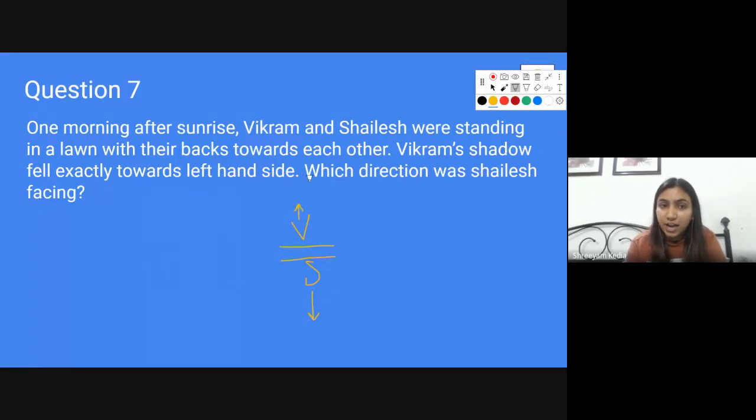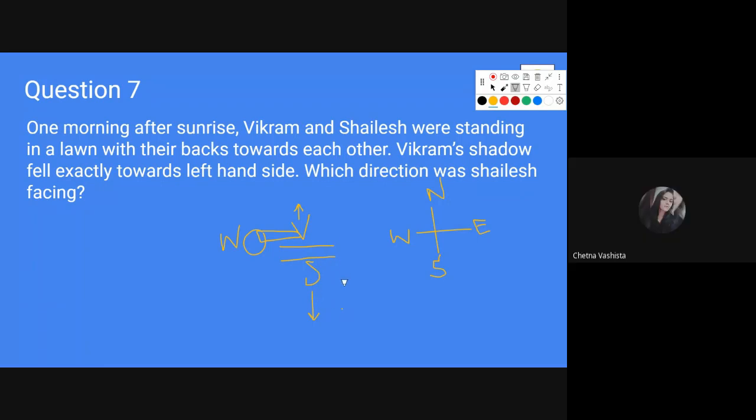Now Vikram's shadow fell exactly towards left-hand side. So if Vikram is facing this side, his left would be this. So this is his shadow, right? Now we know that the shadow would be towards west because this is right after sunrise. So if this is the west direction, then Shailesh should be facing which side? South. Very straightforward, South.